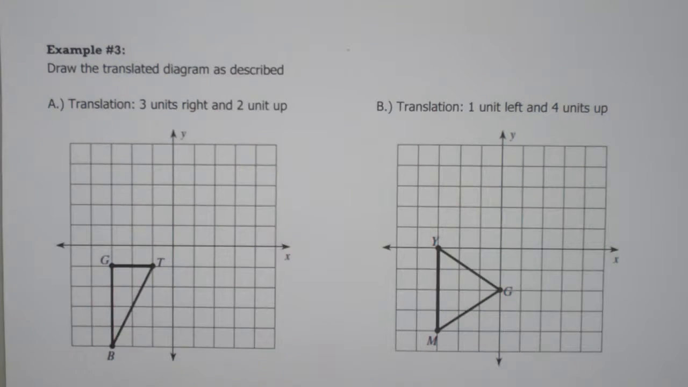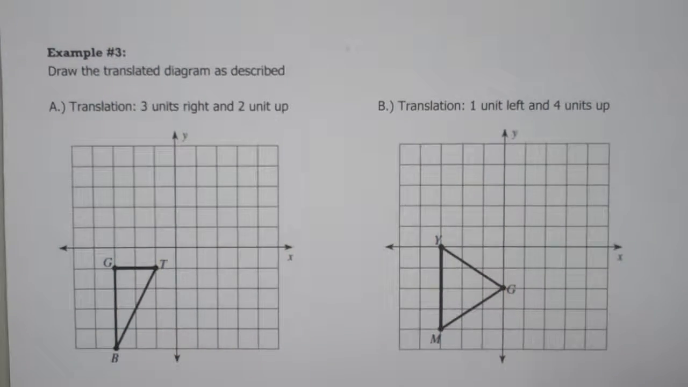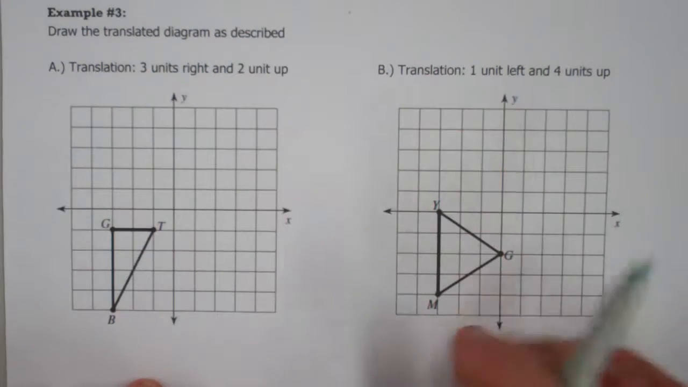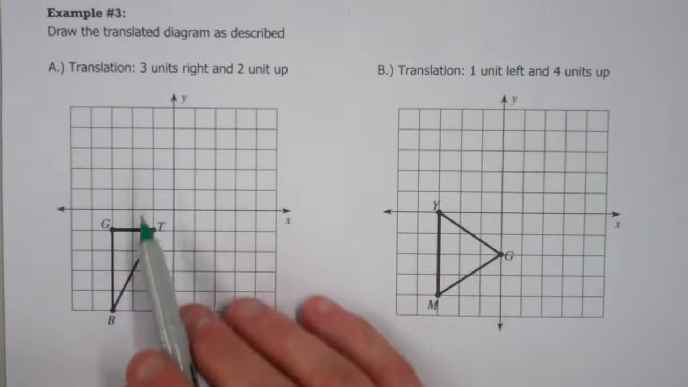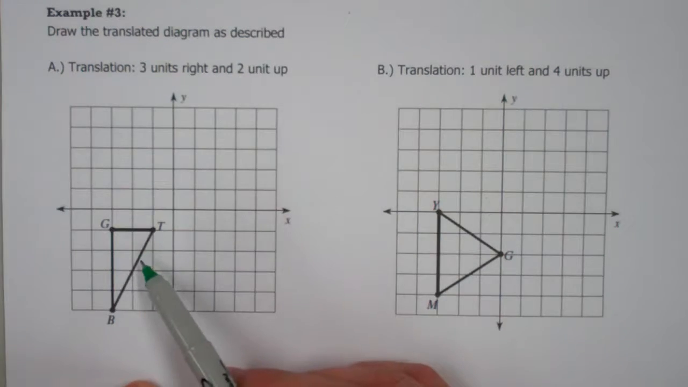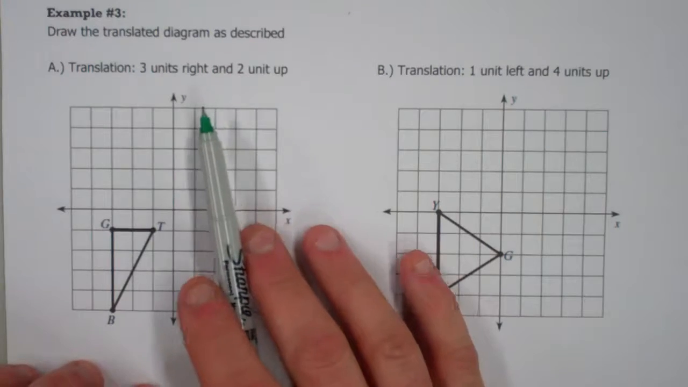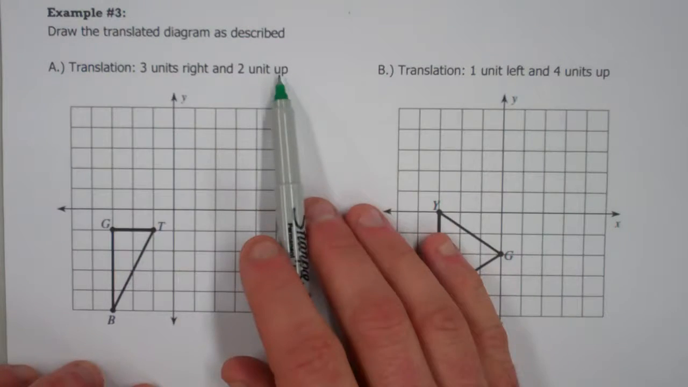In this example we have a few shapes that need to be translated. So I'll move this up a little bit so we can get a better view here. Hope that's better for you. And all we need to do is follow the translation here and shift every point, and thus the figure, in that direction. So we'll start with this one, I guess. 3 units to the right and 2 units up.